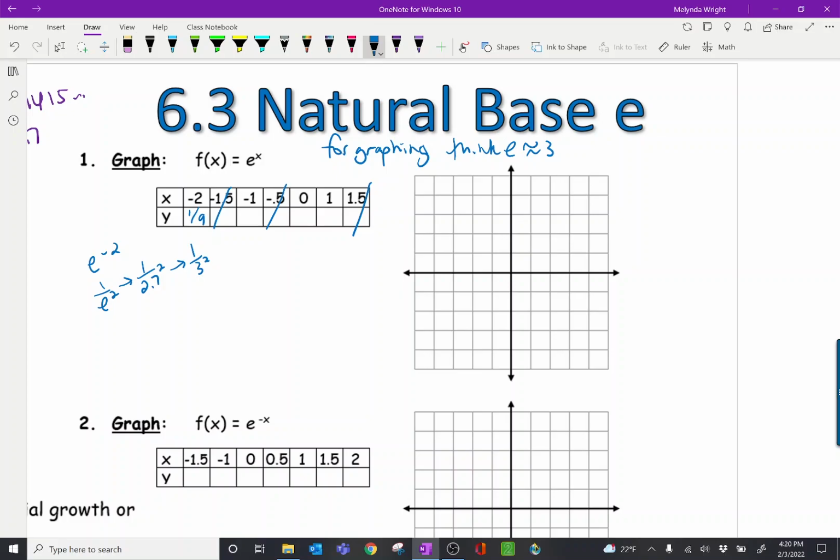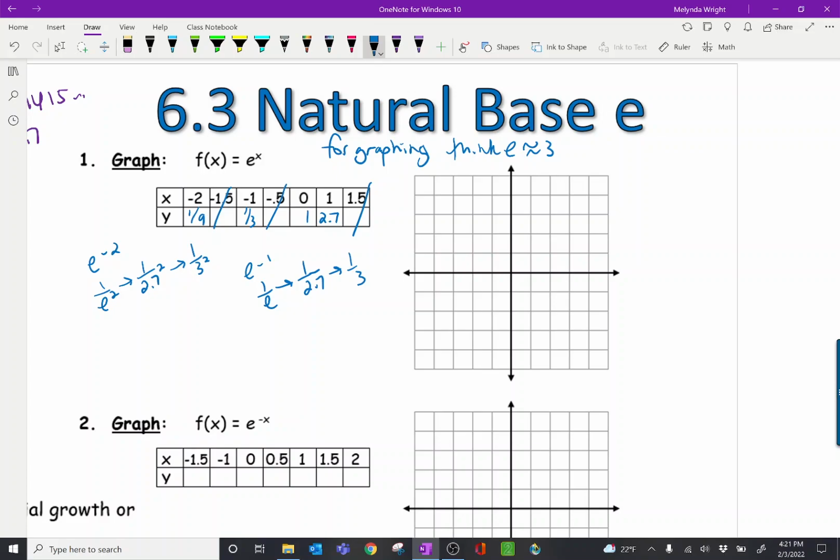Okay. So e to the negative 1 would be 1 over e, which would be like 1 over 2.7. Again, I don't want to try to figure out what 1 over 2.7 is, so I'm going to go with 1/3 because we're just graphing. It's not going to be that much different than 1/3. e to the 0, we know anything to the 0 is 1, and e to the 1, well, that's easy. I can do 2.7 to the first, so it's just 2.7.